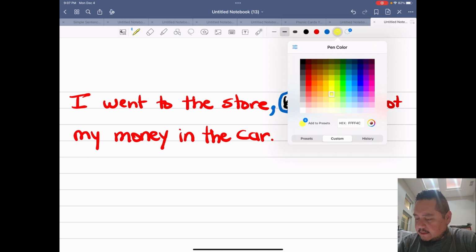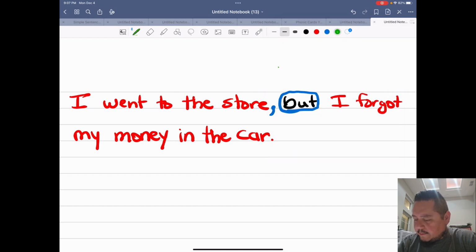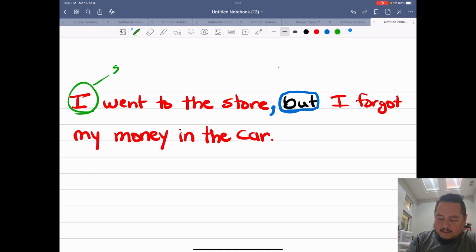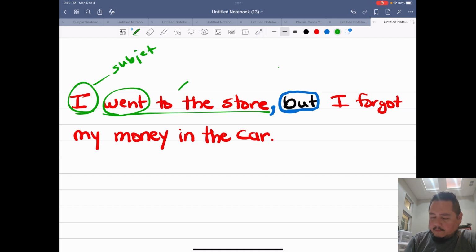Let's break it down into its parts. What color should I use? Let's do green because we can barely see yellow. So who are we talking about in this sentence? We're talking about I. That's my subject. What did I do? I went, but that's just my verb. Let's do the whole predicate: went to the store. That's my predicate. That's my first complete sentence.